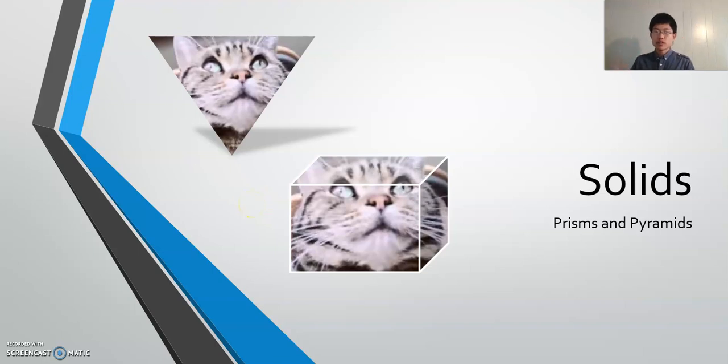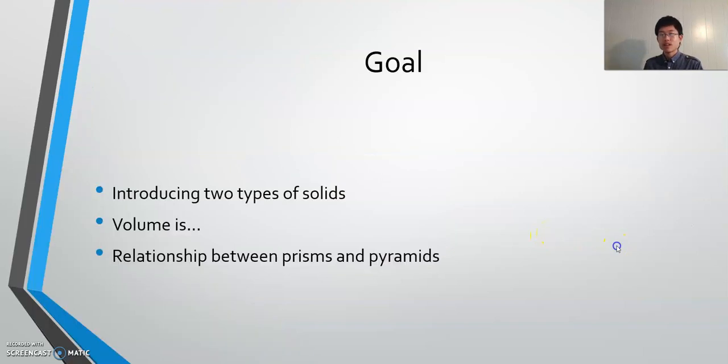Hey guys, it's Mr. S, and today's topic is about solids, and especially I'm going to do two types of solids, prisms and pyramids. So today's goal is to introduce two types of solids and understand what the volume is, and looking at the relationship between the pyramids and prisms.